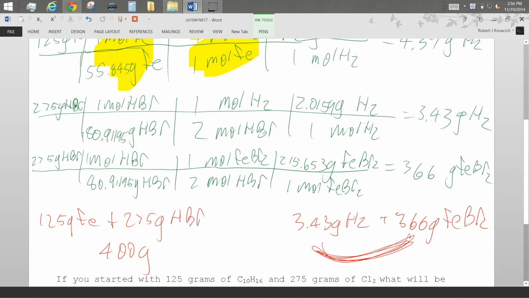Because there's leftover iron, all I need to do is add these two numbers together, and that'll be 369.43 grams of product. Then take that and subtract it from 400, and that'll tell me how much iron I have left over. So what does it work out to be? 31.57 grams of iron left over? So 31.6?